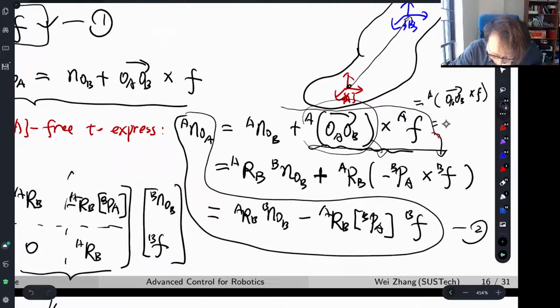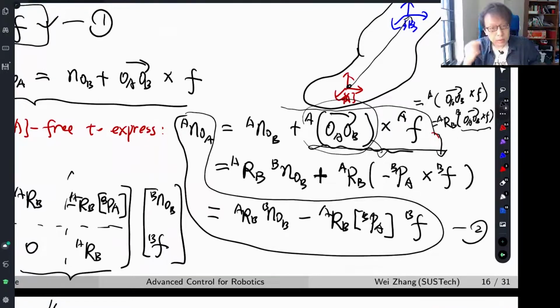And I can write it in this way. This is the vector expressed in A. I would say this is R_AB times the vector O_A O_B cross F, which is expressed in B. So that's where I got this part. I don't need to use the formula, just the coordinate-free way. We want to find the vector in B, then we do a change of coordinate to A. Of course, you can apply formulas so that it also works. Fusen, does this make sense to you now?